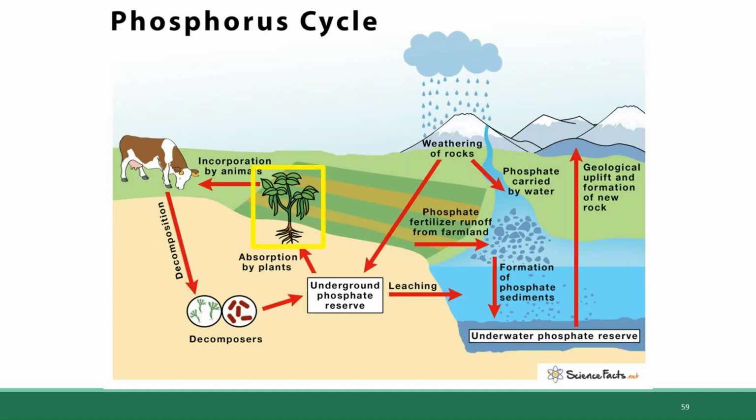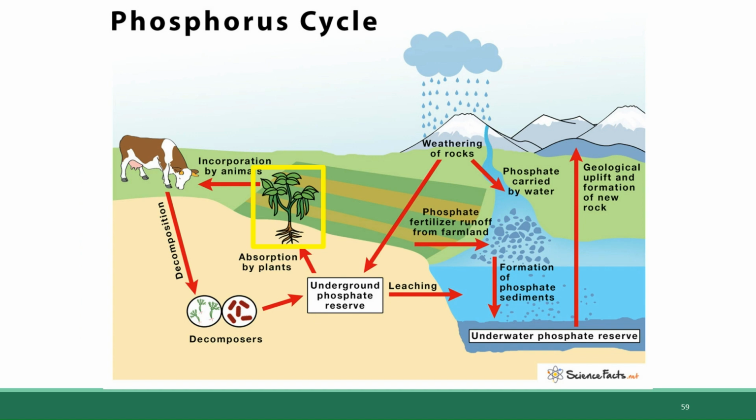of rocks is absorbed by plants and incorporated into biological molecules. Then animals acquire their phosphate by eating plants. And when all of the above organisms die, soil decomposers break down their phosphorus containing biomolecules and release the phosphate back into the soil and water.